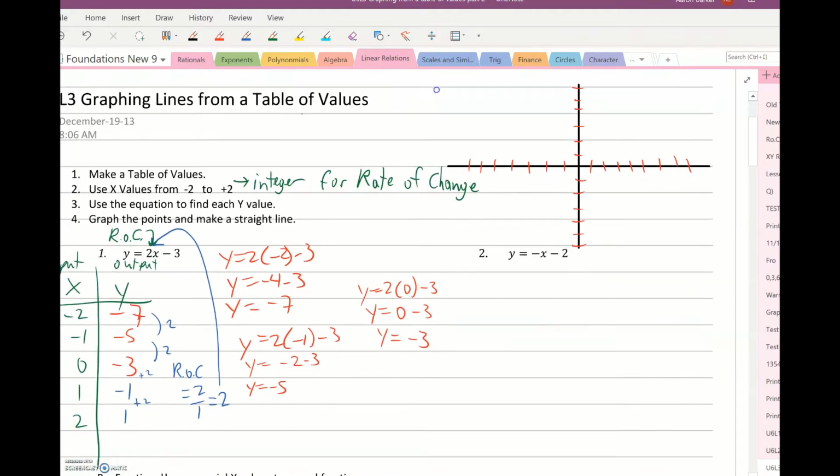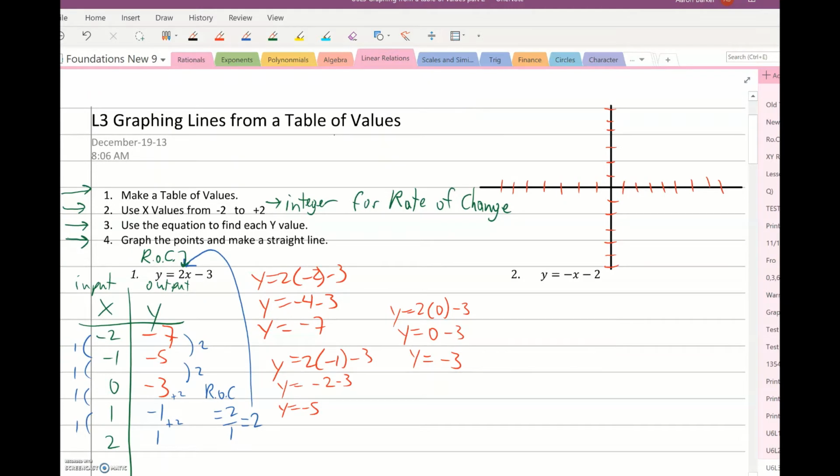So we'll plot our points. Now if the points aren't on here, don't worry about it. Just plot what you can plot. So let me start with -2, -7. That's going to be way down here, so I will not plot that one. -1, -5, 1, 2, 3, 4, 5. So there we go. 0, -3 right here. 1, -1 right here. And 2, +1 right here.